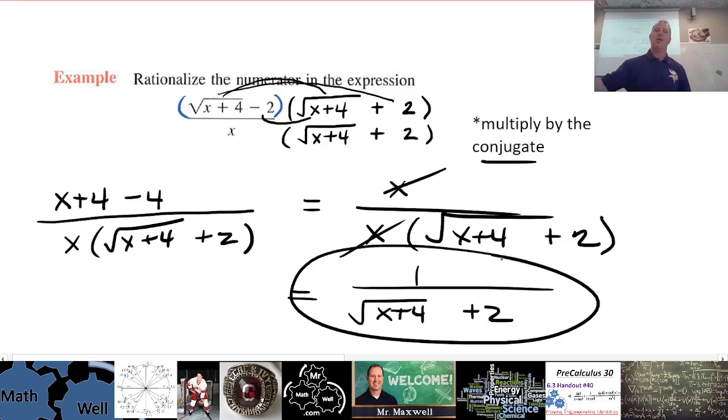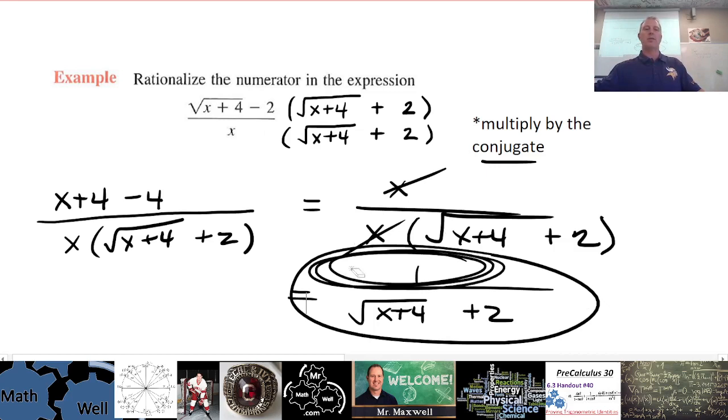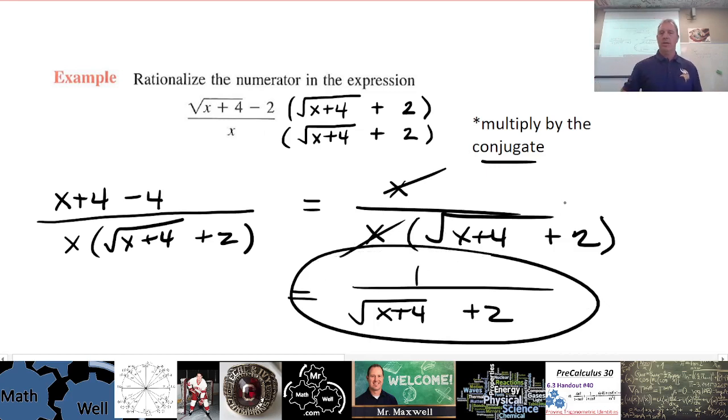And you may think, well, how is that any better than what we started with? There will be reasons you'll find this term in calculus that you will want to express this without a radical in the numerator and instead a radical in the denominator. It might simplify things. And vice versa, you might want to rationalize the denominator. Anyway, that's how you rationalize the numerator. Notice that there's no radical anymore in the numerator there. Any questions about that?